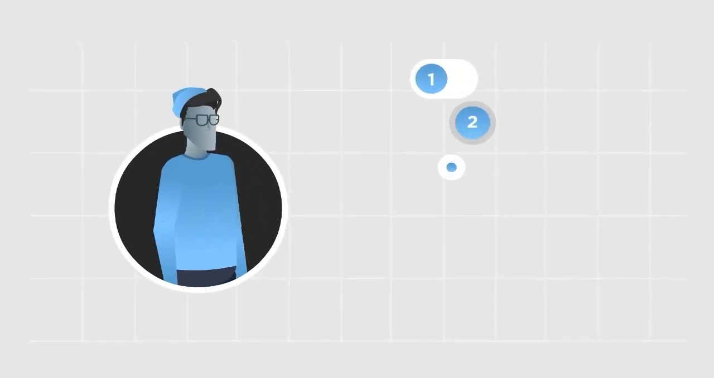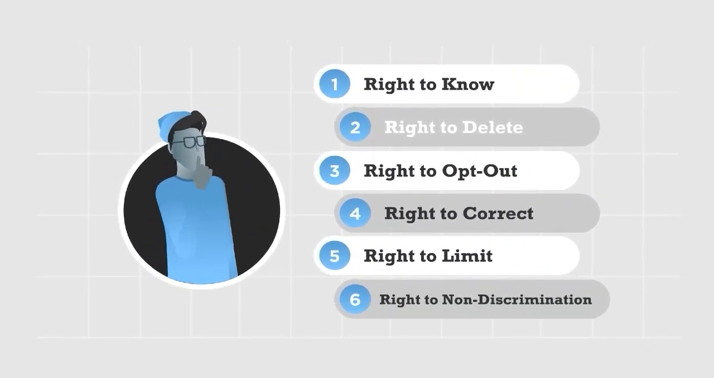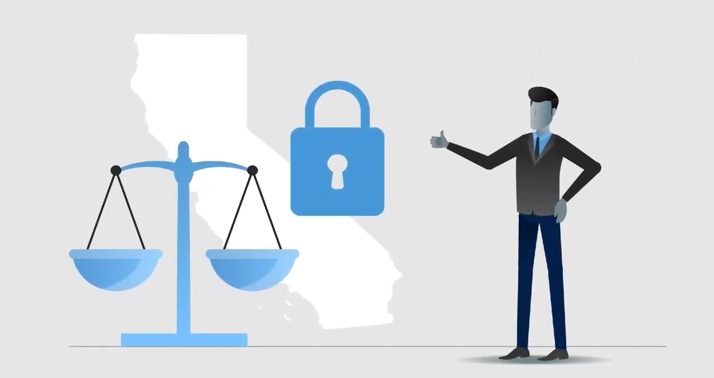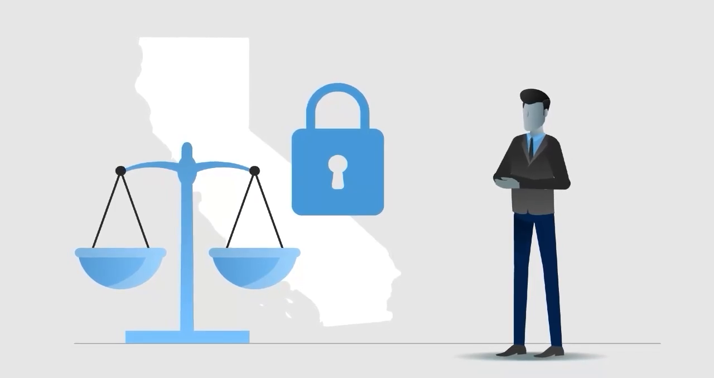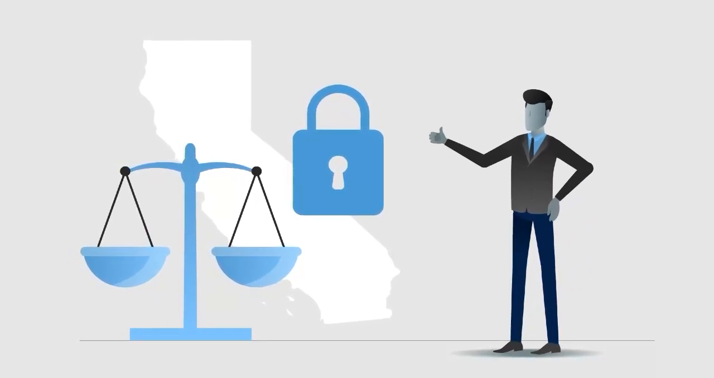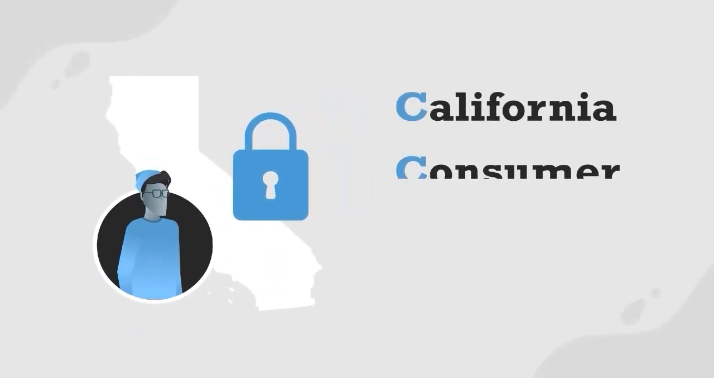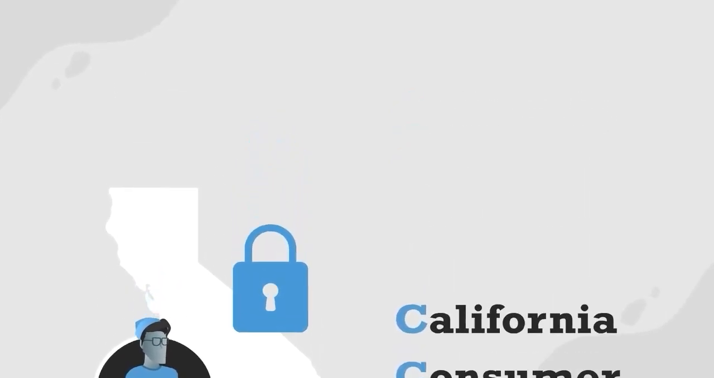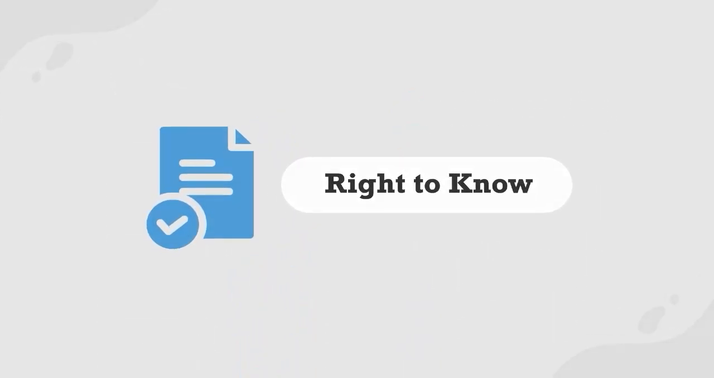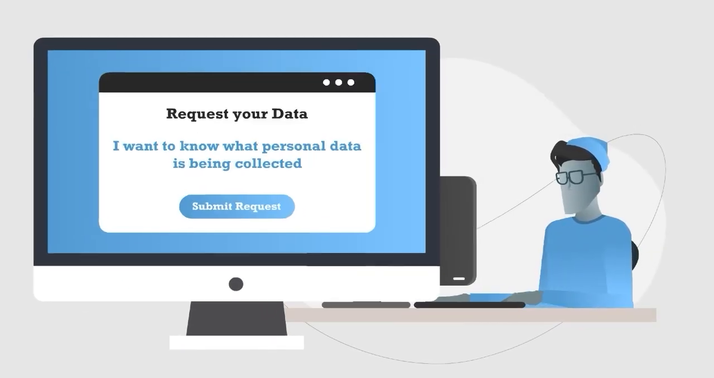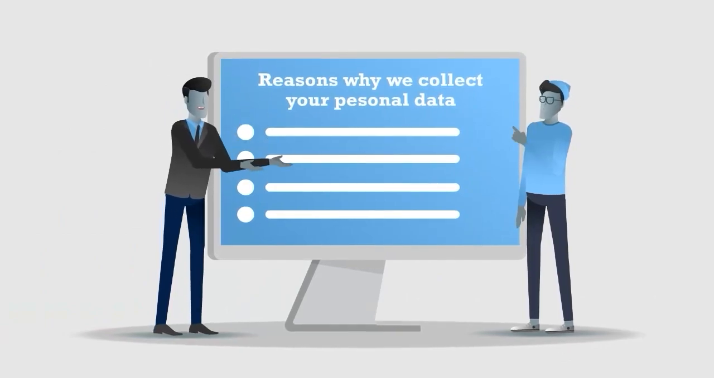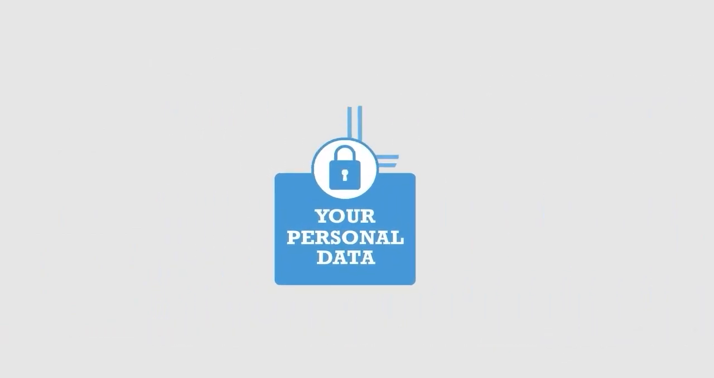It empowers consumers by granting them specific rights regarding their personal information. It also requires businesses to respect these rights and to implement measures to comply with the law. Let's go over the key rights granted to consumers under the CCPA. Right to know. Consumers have the right to request information about what personal data is being collected, reasons why it's being collected, and who it's being shared with.